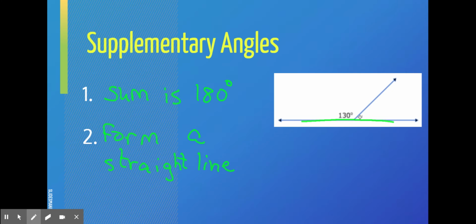Sometimes I call these windshield wiper angles. That sort of looks like a windshield wiper there. So this is 130. The sum is 180. If it's a straight line, its measure is 180. So we're going to do 180 minus 130, which gives us 50 degrees for that angle. Okay, 130 degrees plus 50 degrees would be 180 degrees, and that is the sum of supplementary angles.